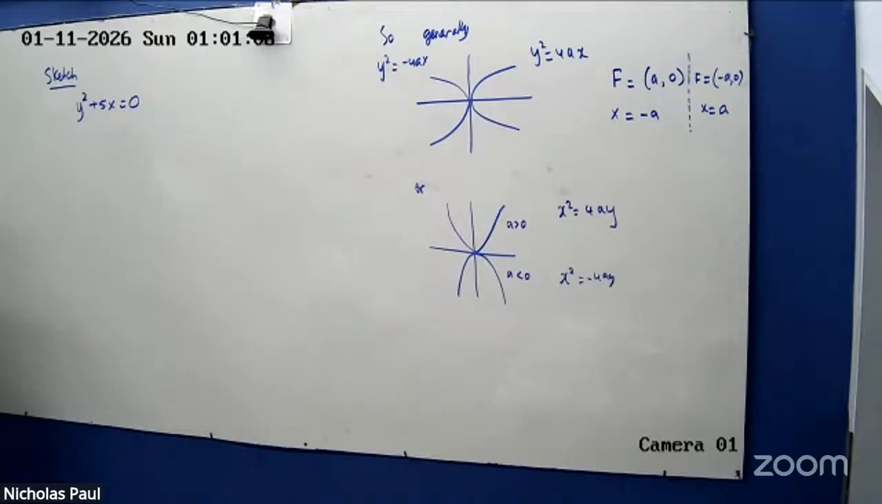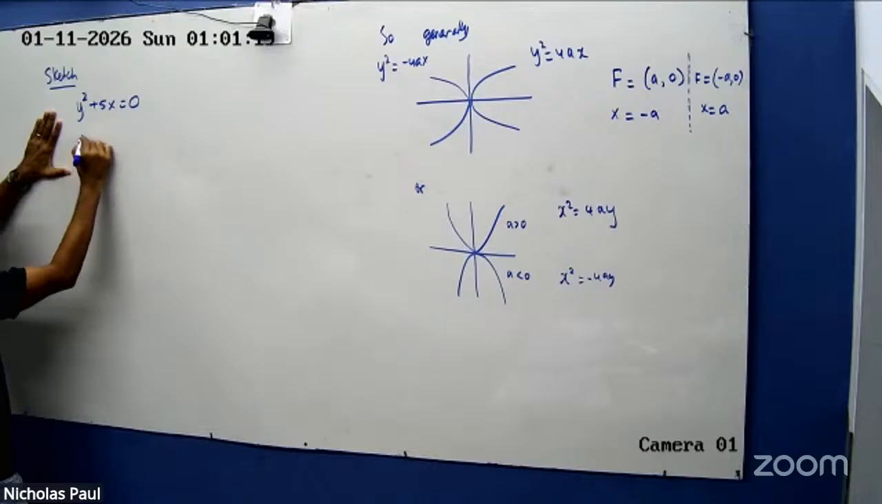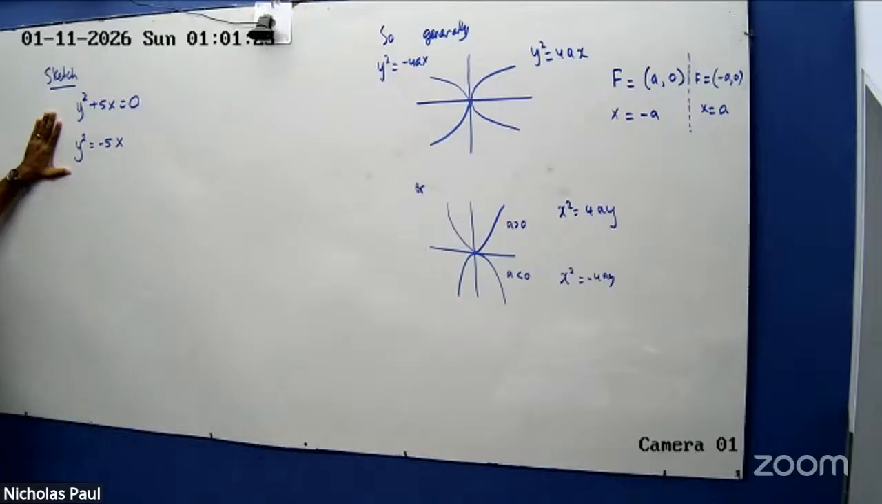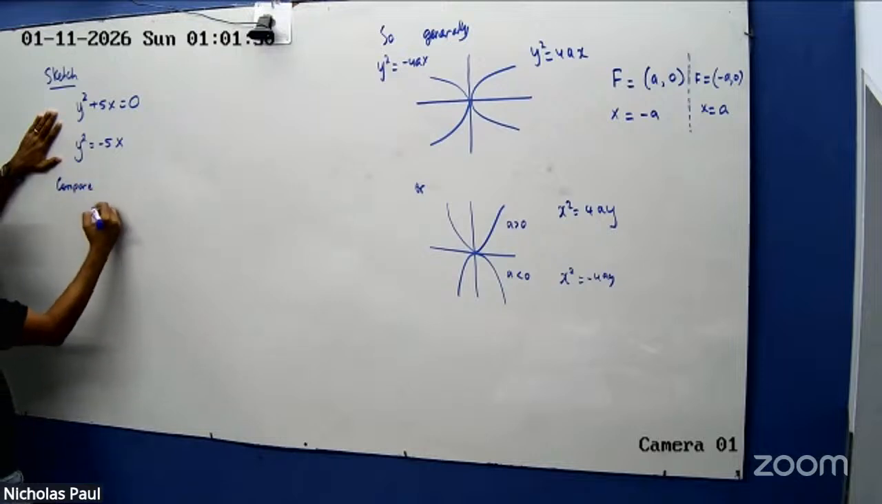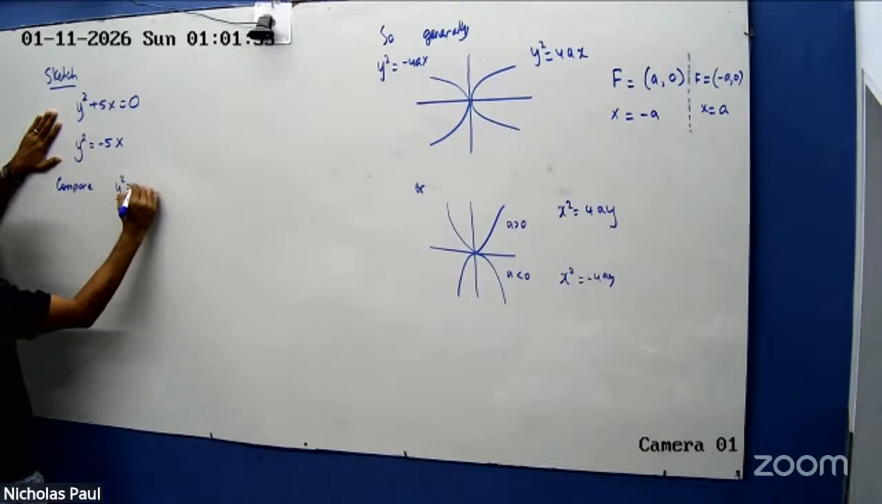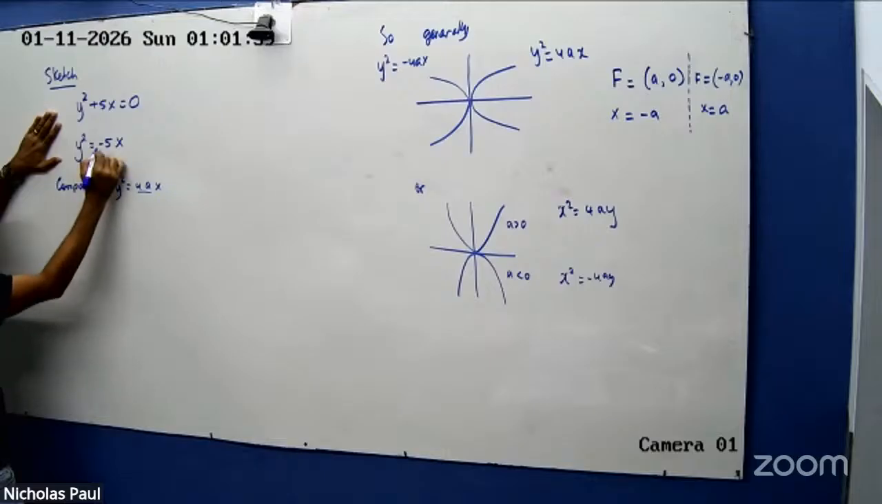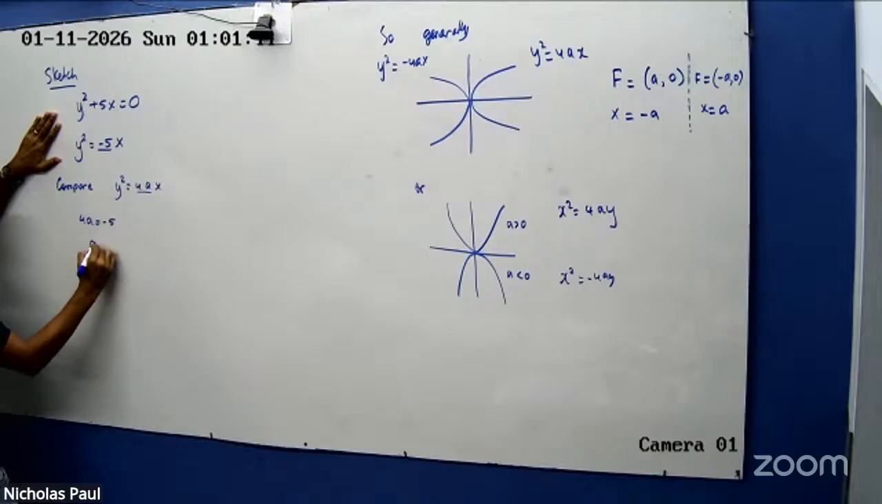Alright, ready? So watch this here. Everybody have that? So in order for us to sketch this, we need a few things. We could rearrange it like this: y squared is minus 5x. Can we find a from here? Compared to y squared is equal to 4ax, it means that 4a is equal to minus 5, so a is equal to minus 5 on 4.